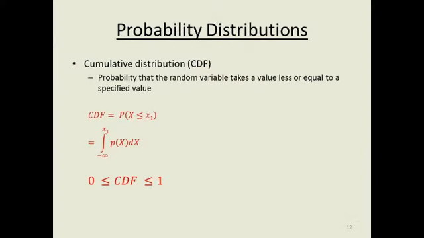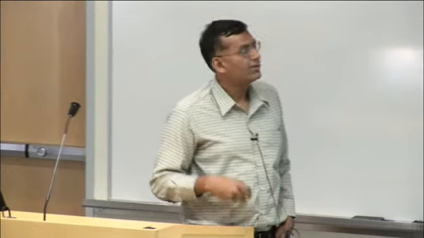Okay. So another notion of a distribution that frequently comes about when you talk about probability distributions is this cumulative distribution. Right? So remember, till now we talked about what is the probability that something takes a given specific value in the case of a discrete random variable, or a value within a given range in the case of a continuous random variable. The cumulative distribution is the probability that the random variable takes some value that is either less than or equal to a given value. Right?